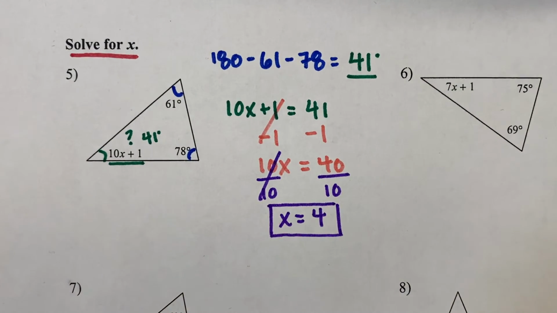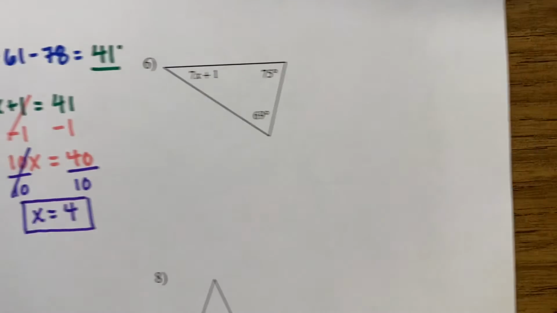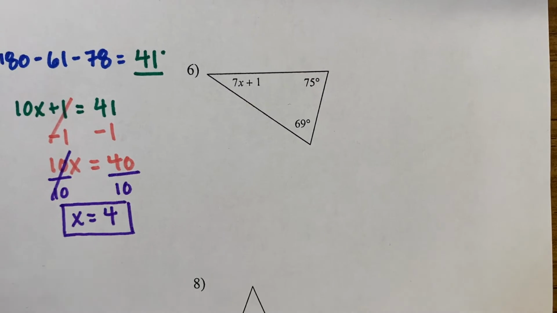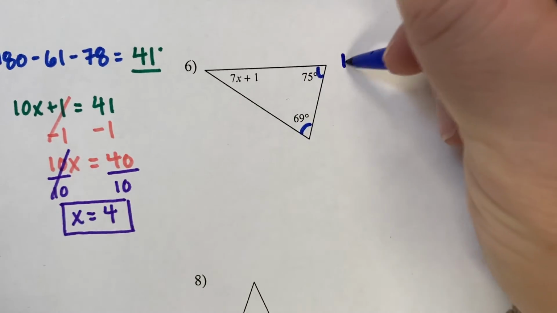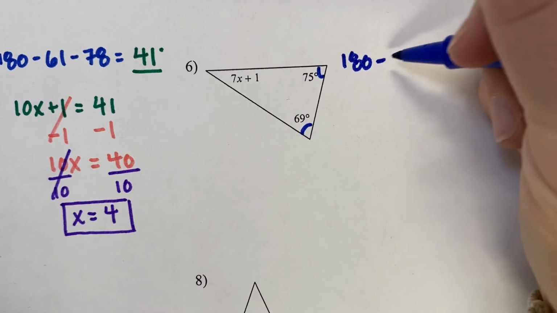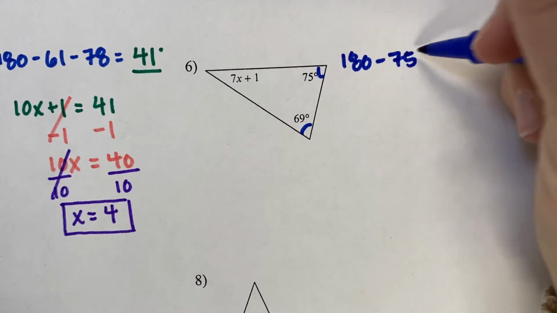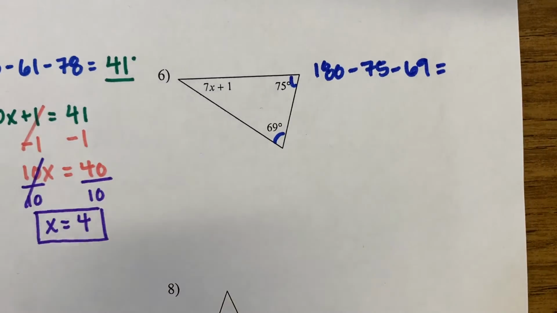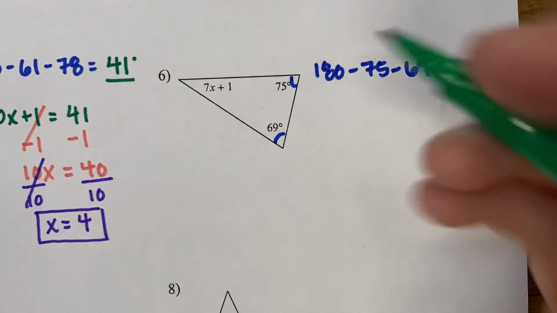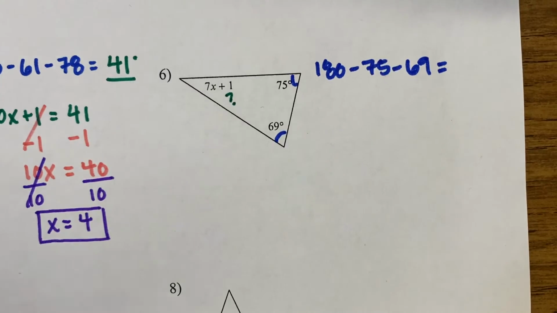Okay, so let's go ahead and do that again. So number 6, it's giving me two angles. So let's start with our total number of degrees, 180, minus 75, minus 69. And what is that third angle, which again, we're just going to mark with a question mark for now. Just pretend that that equation isn't really there right now.